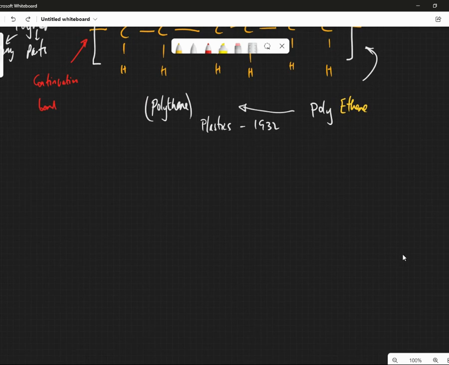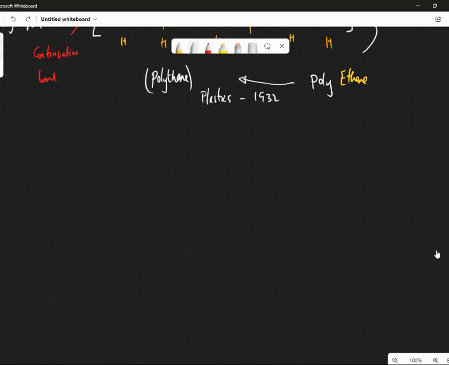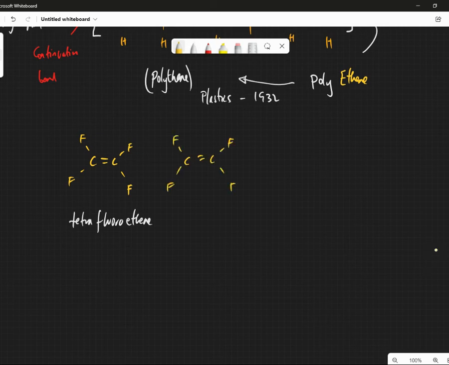All right. So now let's do something different. Let's do this. There's an F, and an F, and an F, and an F. Now, this strange character here is known as tetra, because there's 4. Fluoro, because there's 4 fluorines, tetrafluoroethene. Now, if I draw 3 of them together, this is one way we convert the monomers to the polymers.